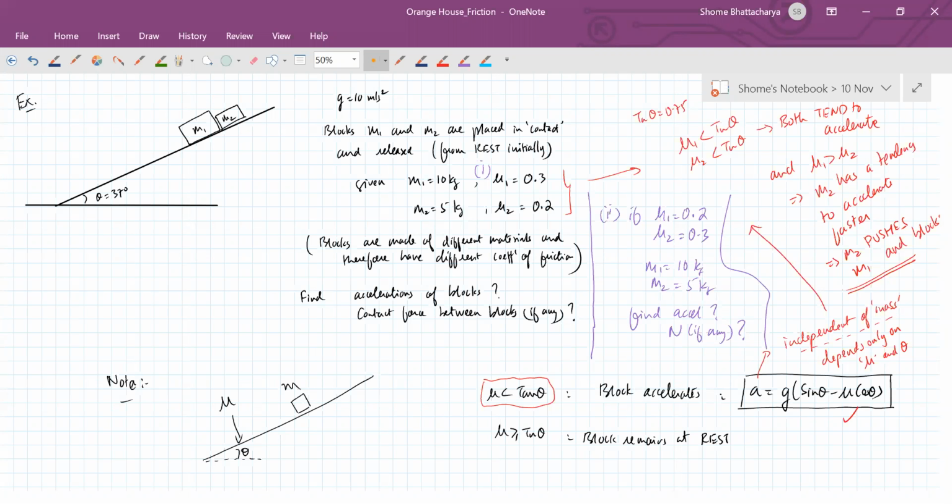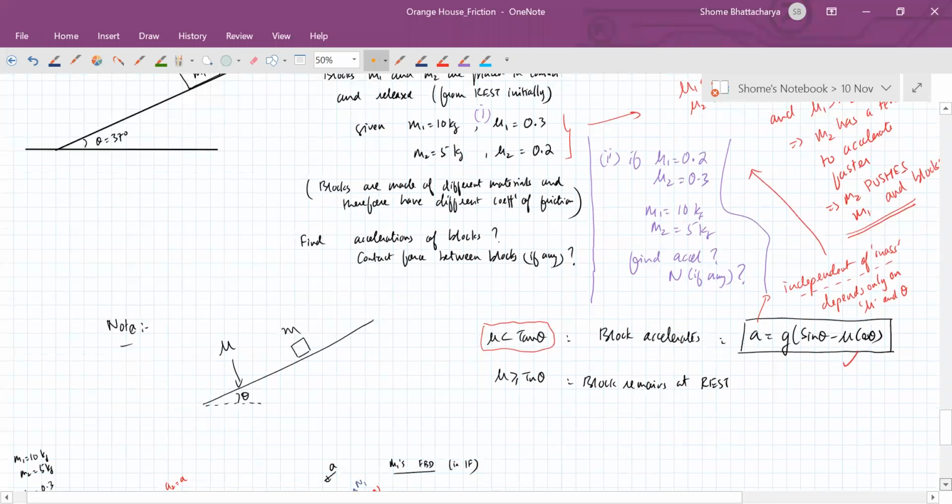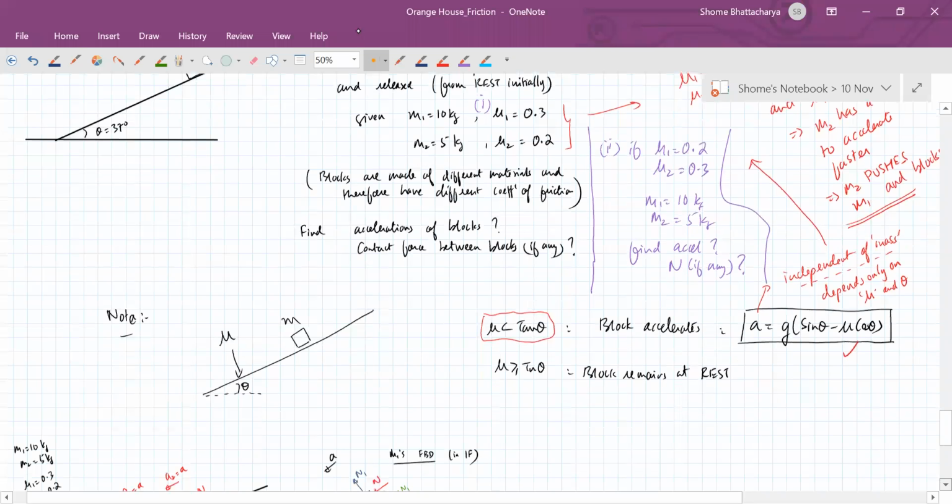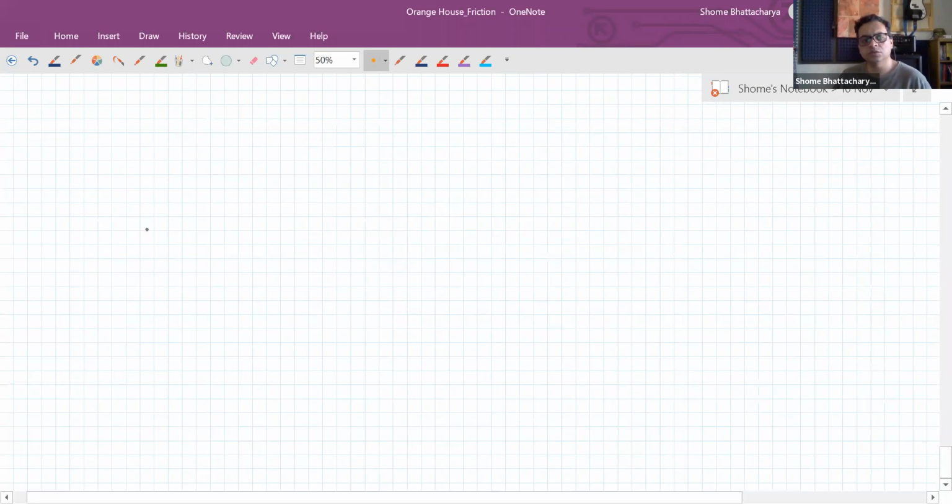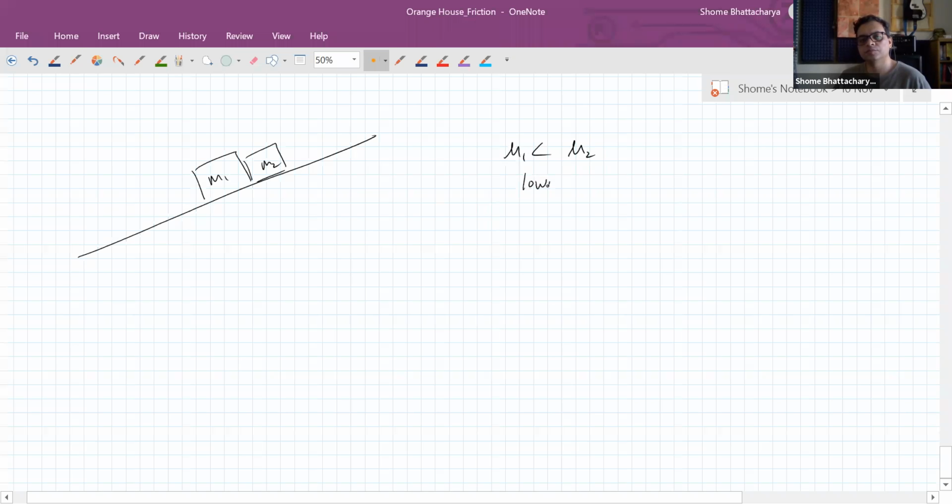Yes, so that is a correct answer, Rahil and Varun. So in the second case, what will happen is that, in this case now, because mu1 is less than mu2, the lower block m1 accelerates faster, so they lose contact. So normal reaction becomes zero. The two blocks lose contact.